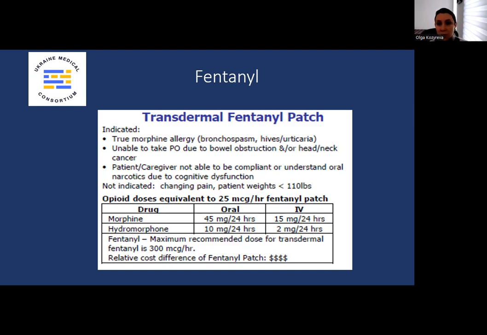One of the most common doses of fentanyl is 25 mics in a patch over 72 hours. It's equal to morphine 45 milligrams a day, hydromorphone 10 milligrams a day in oral formulation, or morphine IV 15 milligrams, or hydromorphone 2 milligrams. So it's relatively costly, but a generic exists, and I know it's available in Ukraine. It's available in other parts of the world.